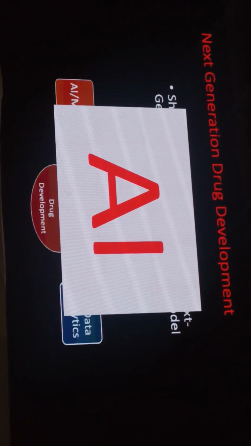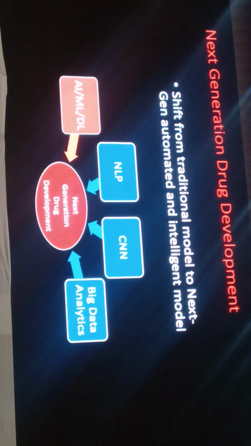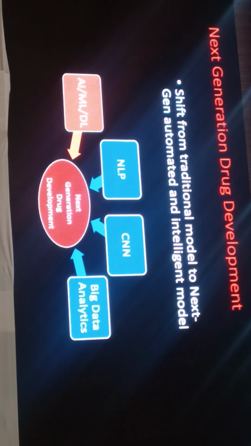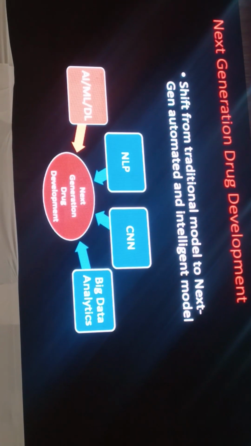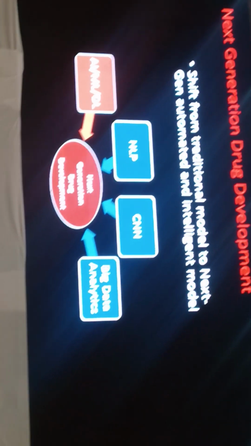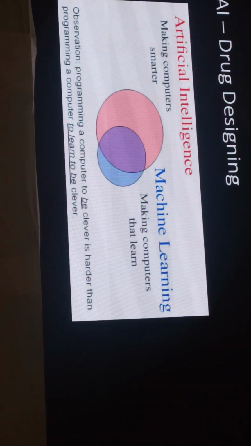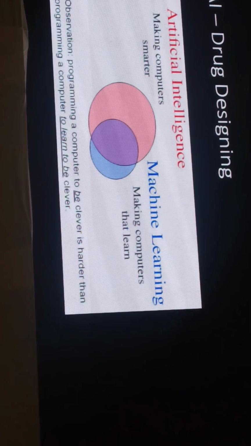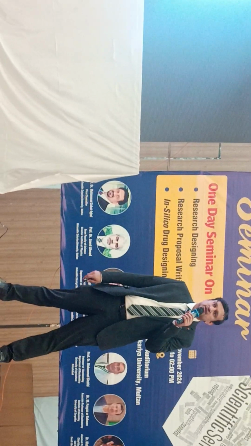It has developed certain models which we use, जिसके अंदर AI है, ML है, DL है, and then there is big data analytics है. Ultimately, we are getting the next generation drug modeling. So machine learning, machines, they learn from you and then they give you the smart answers out of what they have learned from you people.